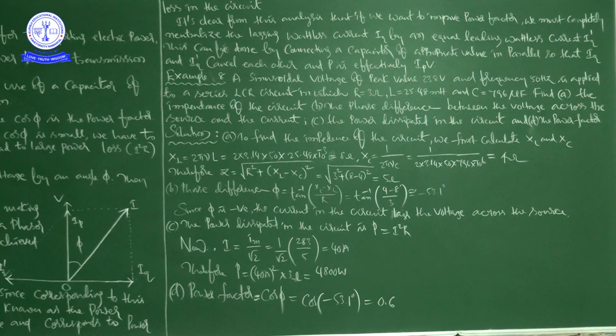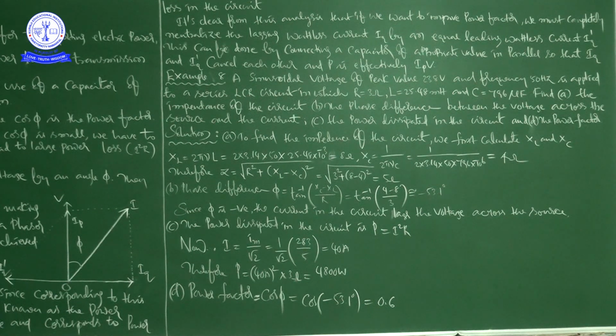So I'll repeat once again the statement that they have given in the question. A sinusoidal voltage of peak value 238 volts and frequency 50 Hz is applied to a series LCR circuit in which R is equal to 3 ohms, L is equal to 25.48 millihenry, and C is equal to 796 microfarad. Full stop.